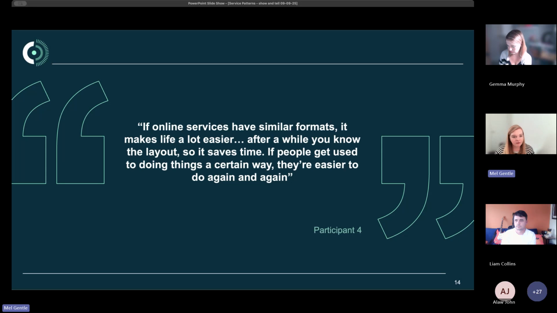They said, "If online services have similar formats, it makes life a lot easier. And after a while, you know the layout, so it saves time." And I think that really gets to the heart of why service patterns matter. I think it's all about making things easier for people. And I guess you can think of that as twofold. So you've got things that are easier for the users of the service, as we can see from this quote here, but also from an organisational context or from teams who are building those services, as we've seen from some of the previous research that Leah mentioned as well.